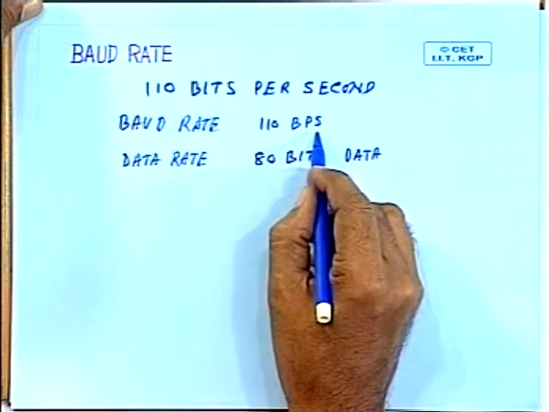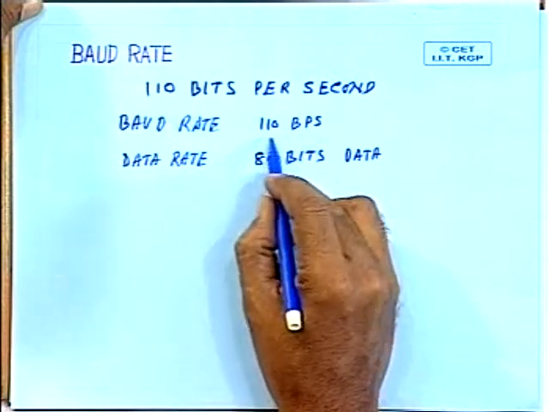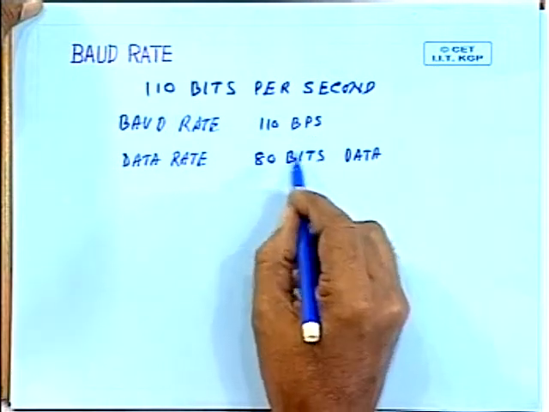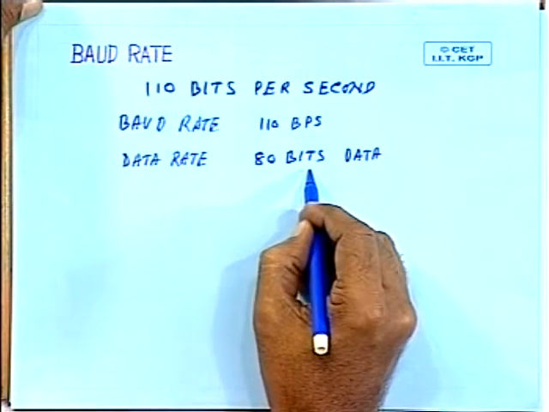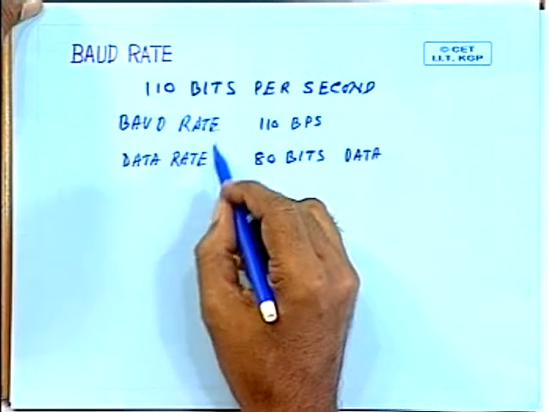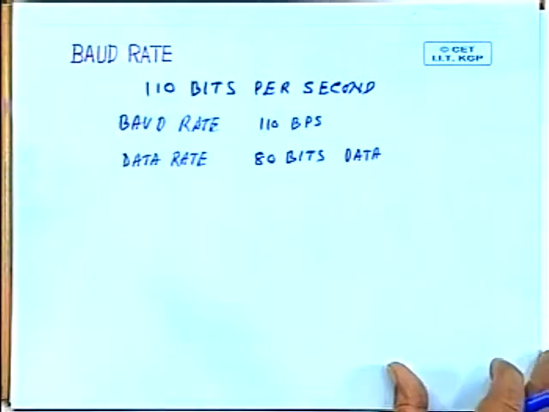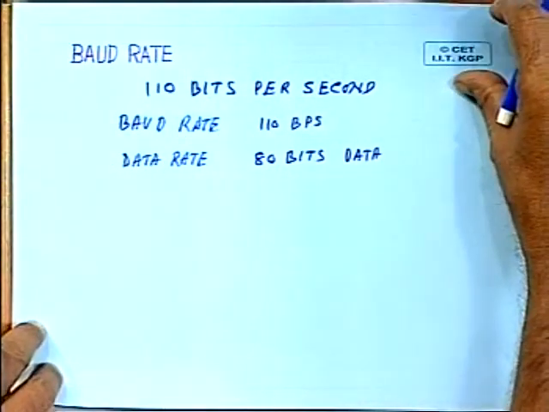But baud rate represents how many signal elements you are sending per unit time, whereas data rate tells how many bits of data you are sending per unit time. So that's the difference between baud rate and data rate. You will be hearing about baud rate frequently in the context of data communication.